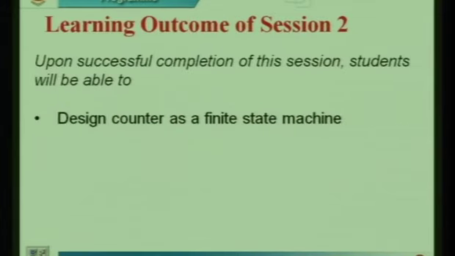So what are the learning outcomes for this particular session? Upon successful completion of this session, the students should be able to design the counter as a finite state machine, which we call an FSM. So what exactly is an FSM? That we'll see in the next slide.